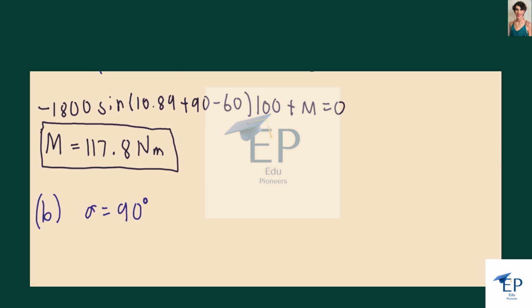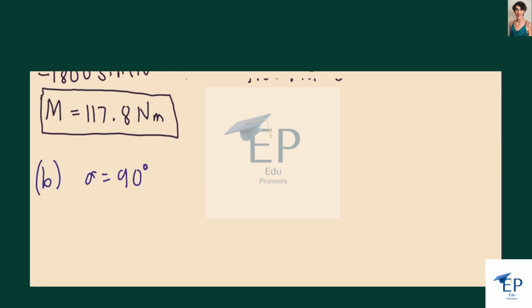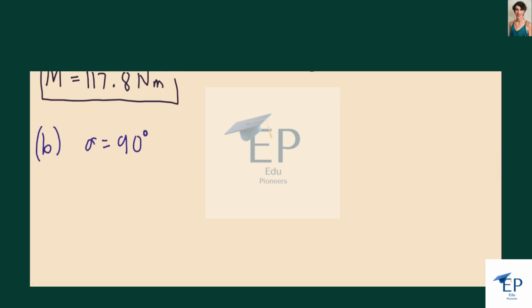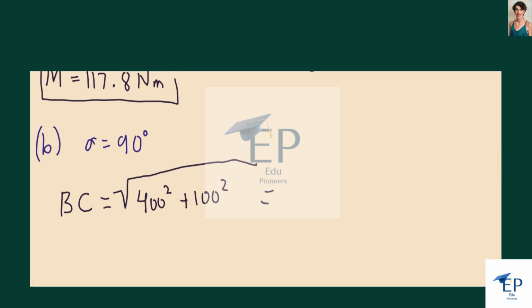And we solve this problem in a similar fashion. So we start by finding our unknown lengths. So length BC is going to be equal to, using Pythagorean's theorem, the square root of 400 squared plus 100 squared. And this gives us a length of 412.31 millimeters.